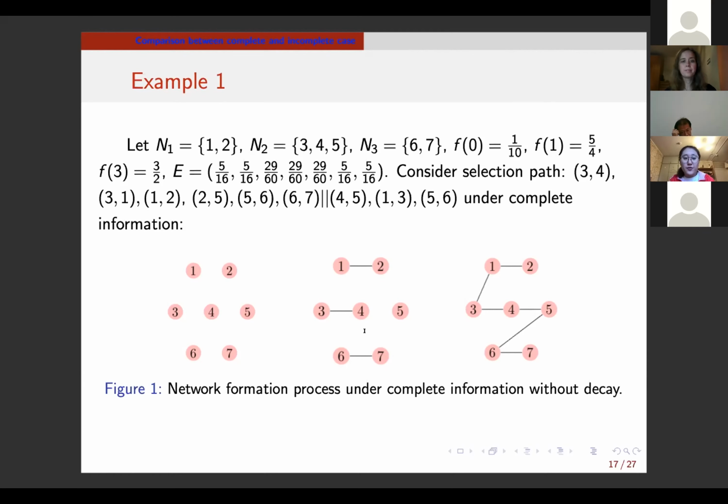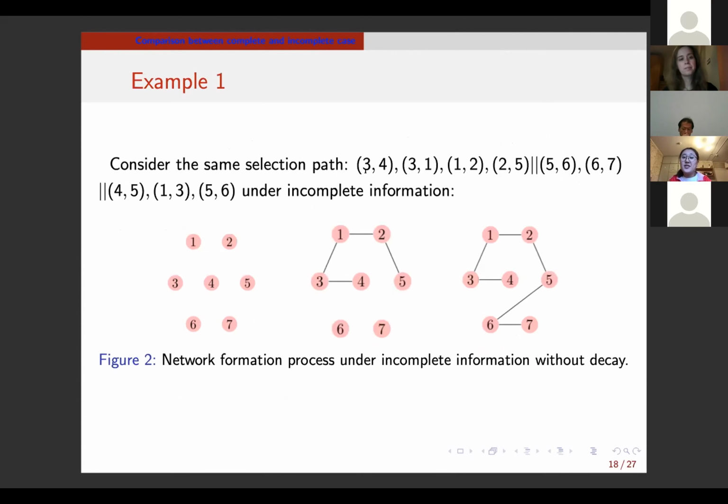2-5 will not form the link. 5-6 will not form the link. 6-7 will form the link. If we stop here, the network shown here appears. And we continue. For 2-5, they will form the link because the cost is very low. 1-3 will form the link; the cost is bigger than 1, but it is smaller than 2. 5-6 also forms the link. So for this selection, this network is formed, and after our check, it is a stable network.